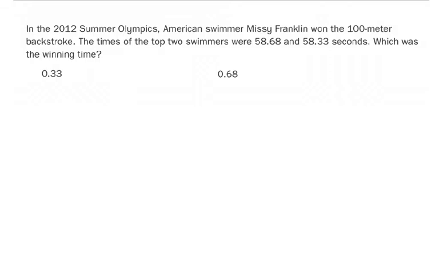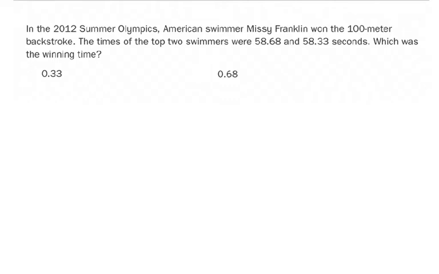Next one, go ahead and erase your whiteboard. In the 2012 Summer Olympics, American swimmer Missy Franklin won the 100-meter backstroke. The times of the top two swimmers were 58 and 68 hundredths seconds and 58 and 33 hundredths seconds. What was the winning time?